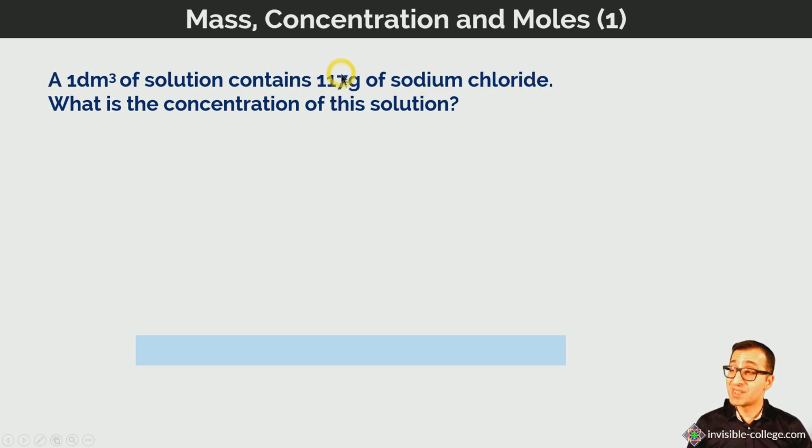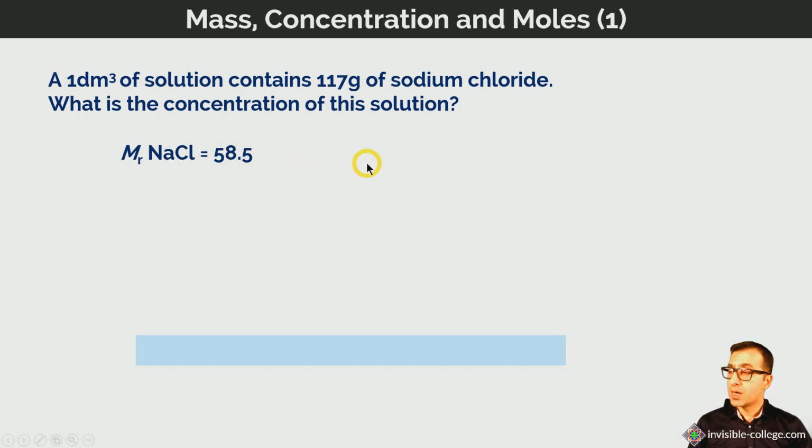So it would be 117 grams per cubic decimeter, and that would be it. But if we wanted to calculate it in the more standard measure, which is moles per decimeter cubed, we would first need to calculate the number of moles of sodium chloride that we have. Now, as we saw before, in order to do that, you need to know what the relative formula mass of sodium chloride is. And from the periodic table, the relative formula mass is 23 for the sodium and 35.5 for the chlorine, which gives us a relative formula mass of sodium chloride of 58.5.